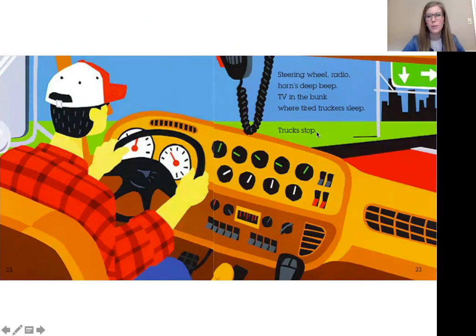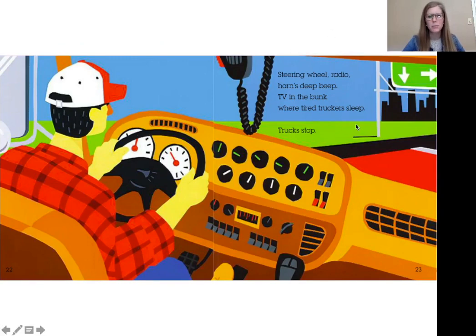Trucks stop. Boys and girls, I remember in activity 3, most of the pages in this story ended with the phrase, trucks roll. This time it says trucks stop. Why would it say trucks stop? Oh, it says here, where the tired truckers sleep. Remember, this is the trucker, the person who drives the truck. Do truckers need to stop? Yes. Remember, we learned that truckers drive long distances and through all types of weather. So sometimes the trucker needs to stop to sleep.